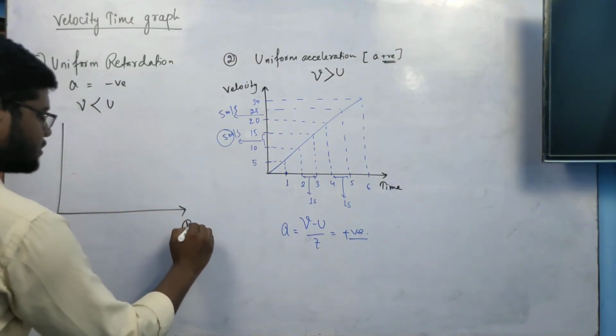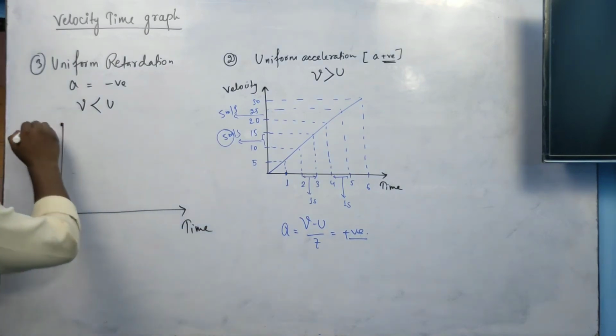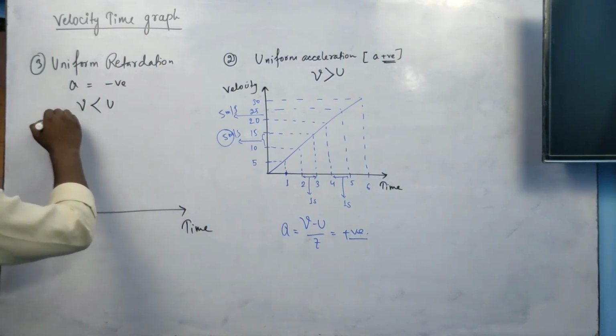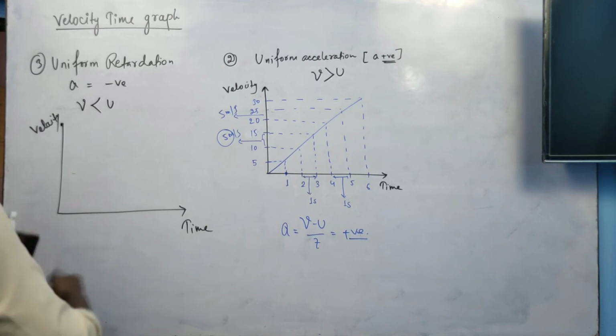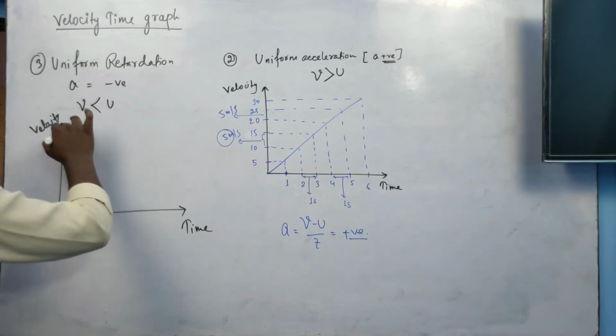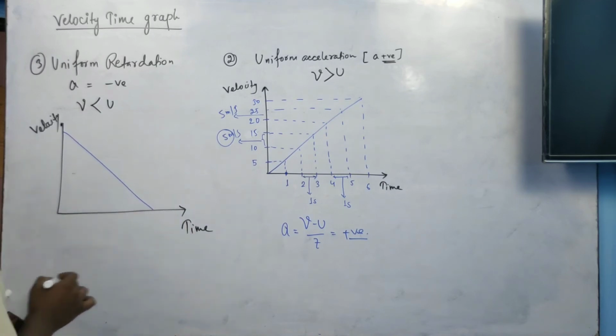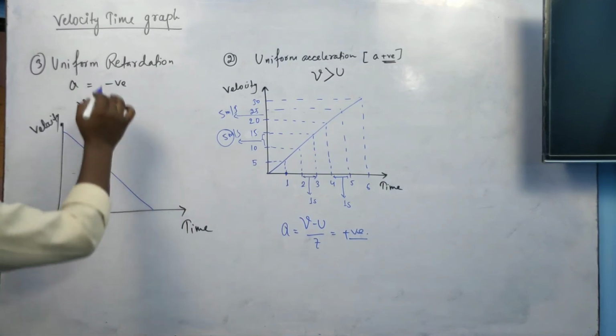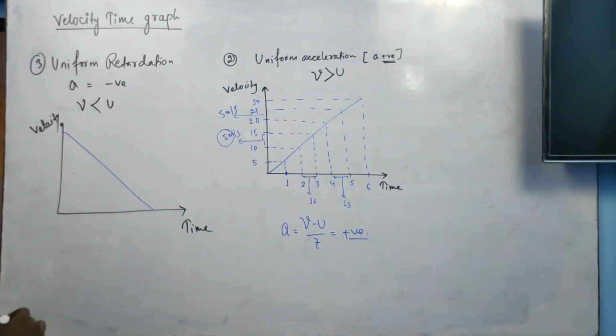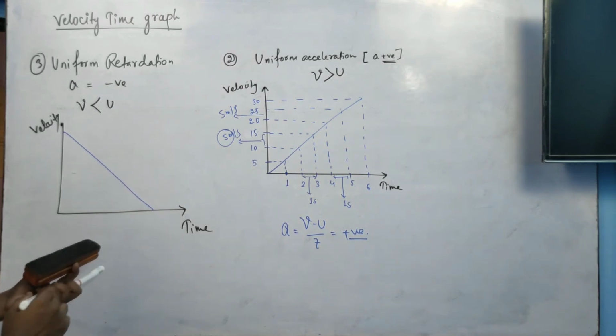This is the time axis and this is velocity. Definitely the graph for this will be a straight line making an angle of more than 90 degrees with the time axis. So this graph represents uniform retardation. We have considered three cases.